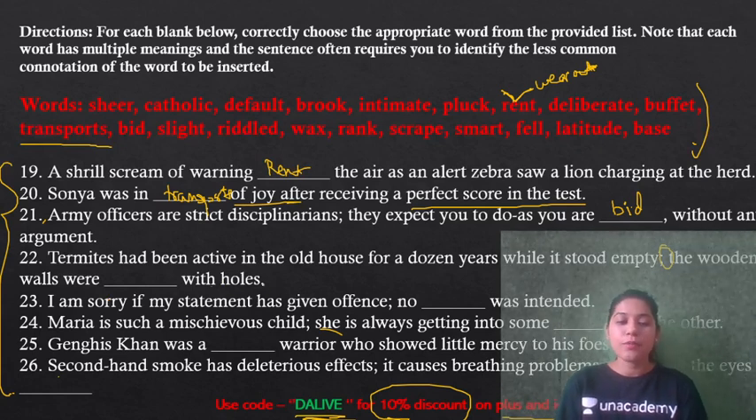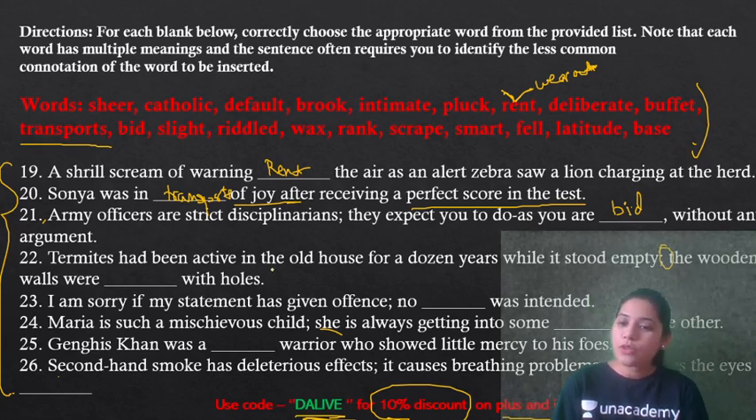The termites had been active in the old house for a dozen years while it stood empty. So if a wooden house has had termites for several years, for a dozen years, what will they do to that wooden house, right? Of course the walls will be riddled with holes, isn't it? Right, the termites will eat up almost as much wood as they can.